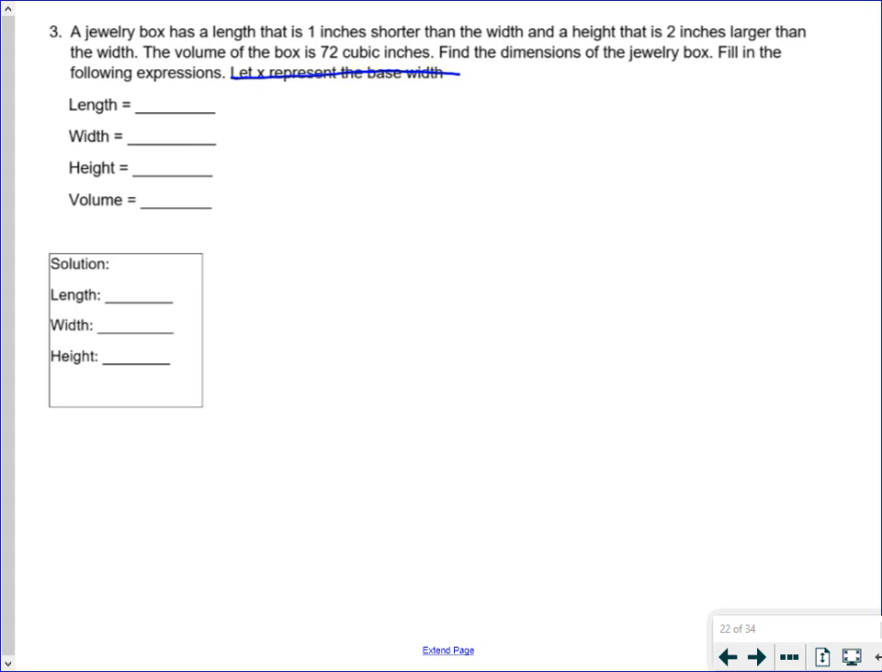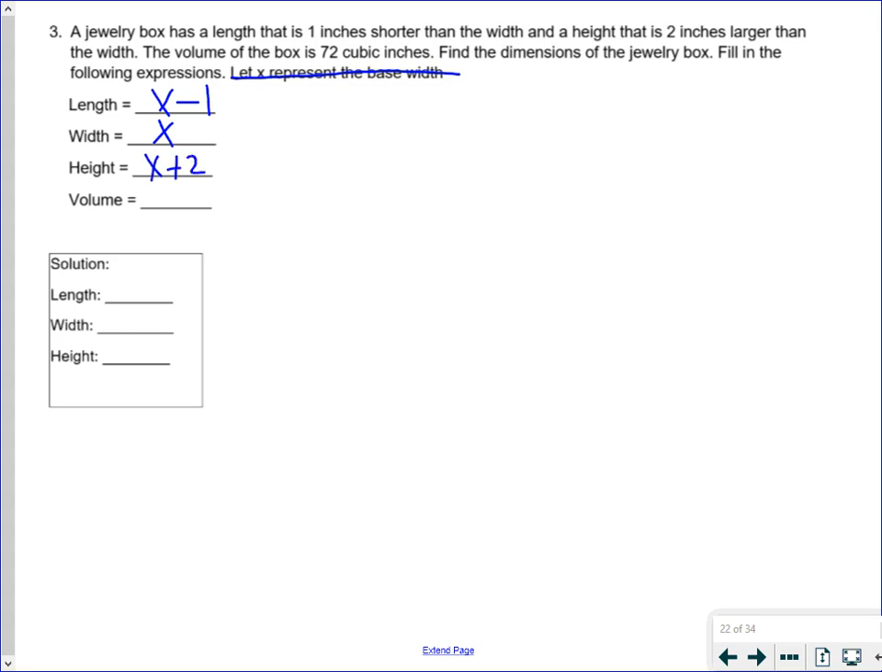And we can figure that out by just seeing that the length and the height are both being represented in terms of the width. Right, they're being compared to it. The length is 1 inch shorter than the width, and the height is 2 inches larger than the width. So everything's being compared to the width. If everything's being compared to one thing, that thing is very likely going to be your x. So we want to write our equation in terms of it. So width is x. Our length will be x minus 1. And our height will be x plus 2.